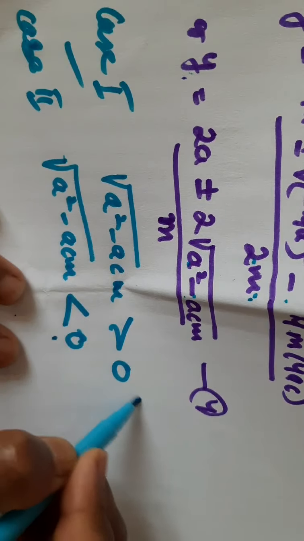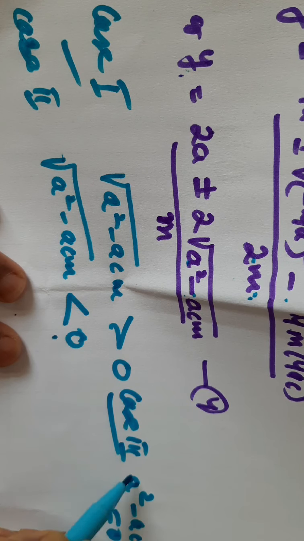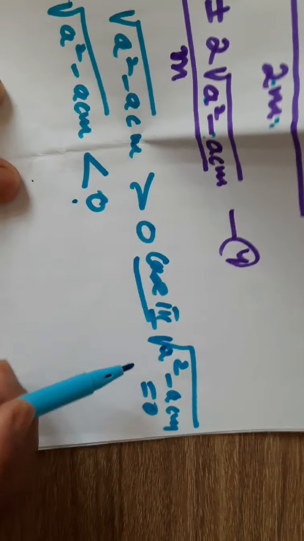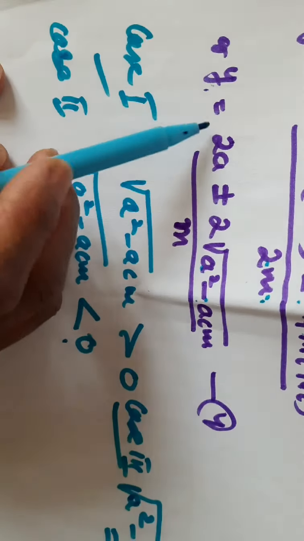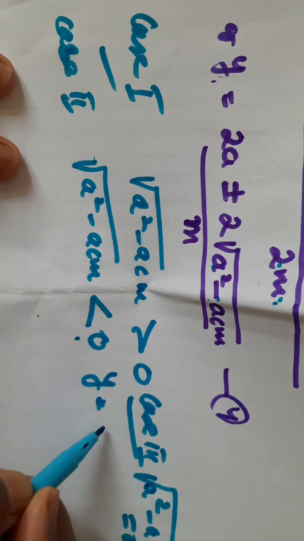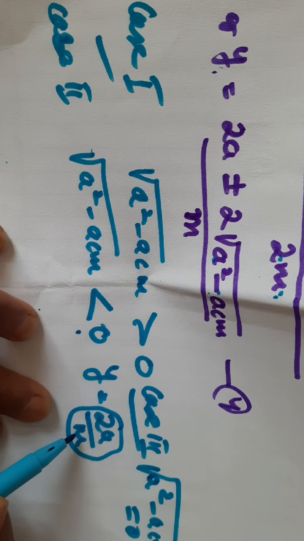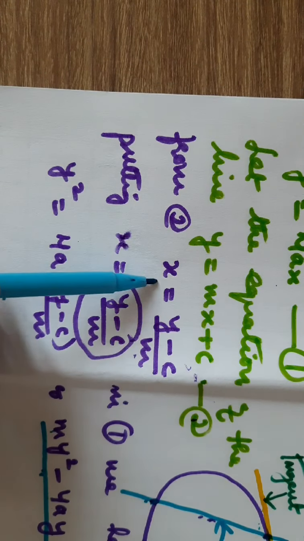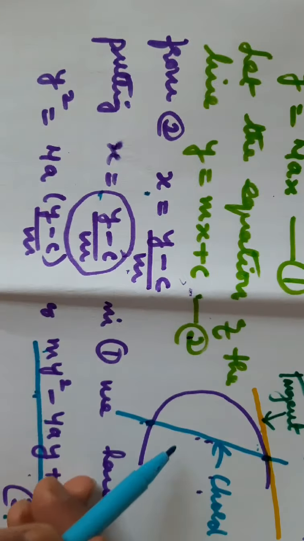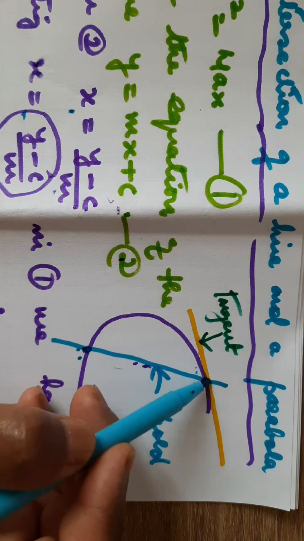Now case 3, the last case. If a square minus acm is equal to 0, that is, the square root of this is equal to 0, means that a square minus acm is equal to 0. So in this case you'll see that y will be just equal to 2a by m. That means there will be only one value of y. So if there is one value of y, then you'll get only one value of x also. That means the point of intersection of this chord will be just at one point.